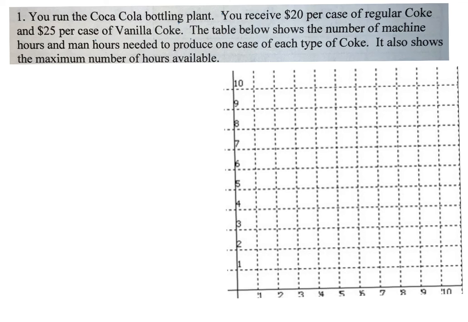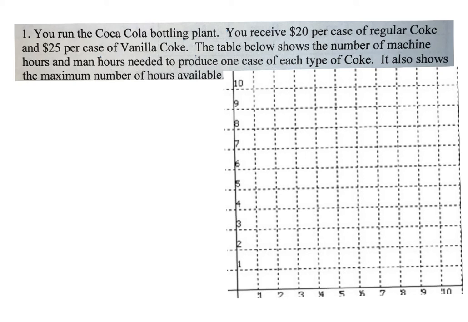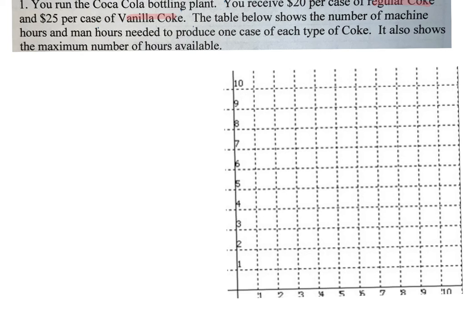Now, so I'm going to have 2 variables here. I'm going to have a variable for my regular Coke, right? And I'm going to have a variable for my vanilla Coke. Those are my variables there. All right. So you want to set those up. So we'll say maybe x is going to be my regular and y is going to be my vanilla. All right. Profit then. Well, what does my profit equation look like? 20x plus 25y. There we go. That's my profit.